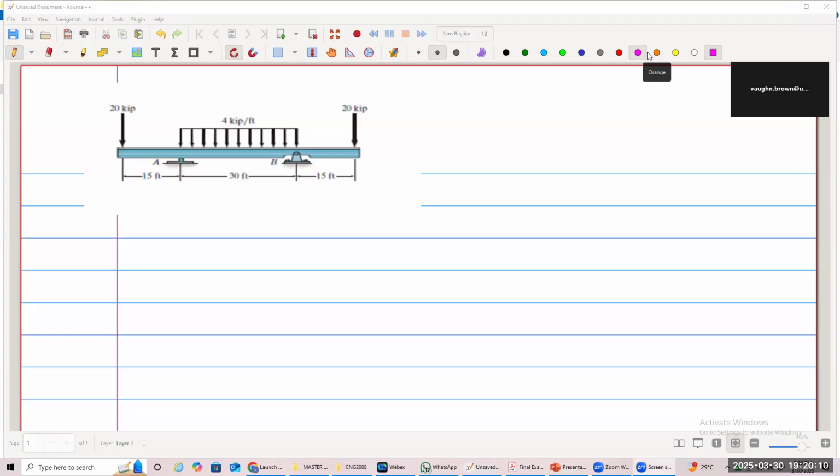After you do your free body diagram, you would start to calculate your reaction forces, right? Because this is a space diagram. So you want the free body diagram. Now, our intent is to be able to draw the shear force and bending moment for this.